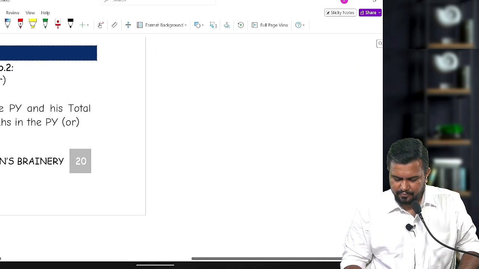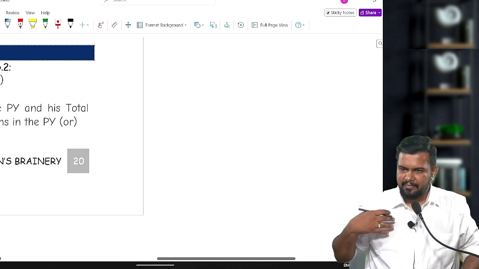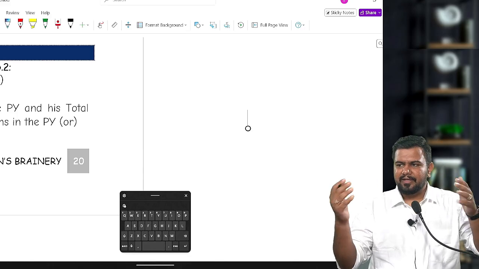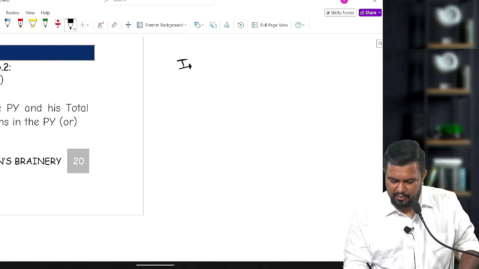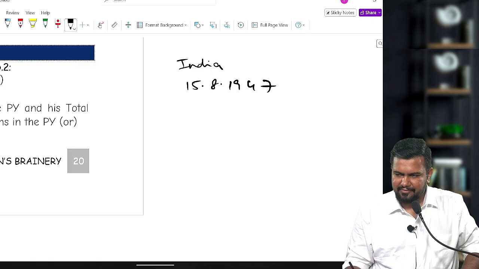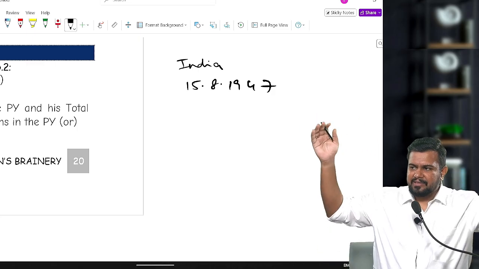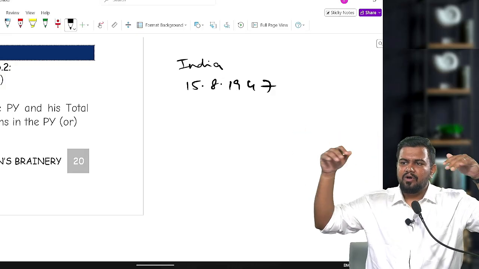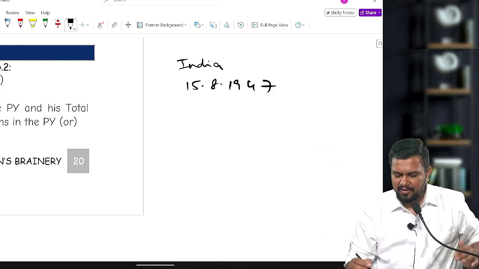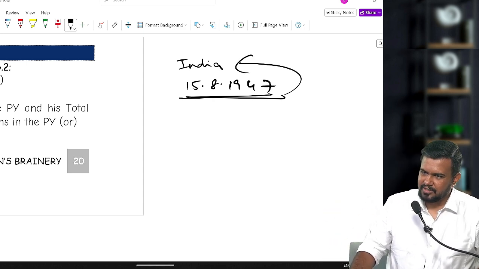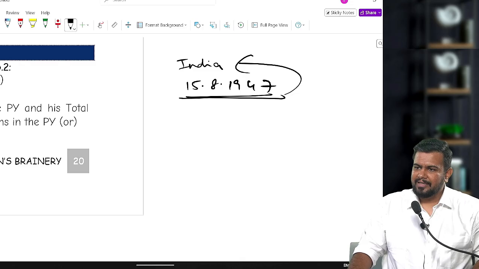Let's say all my grandparents, I'm Indian, all my grandparents, maternal side also, paternal side also, were born in India only, but they were born after 15th of August 1947. All of them were born in India only. Will I be considered a person of Indian origin? Yes or no? The answer is no.